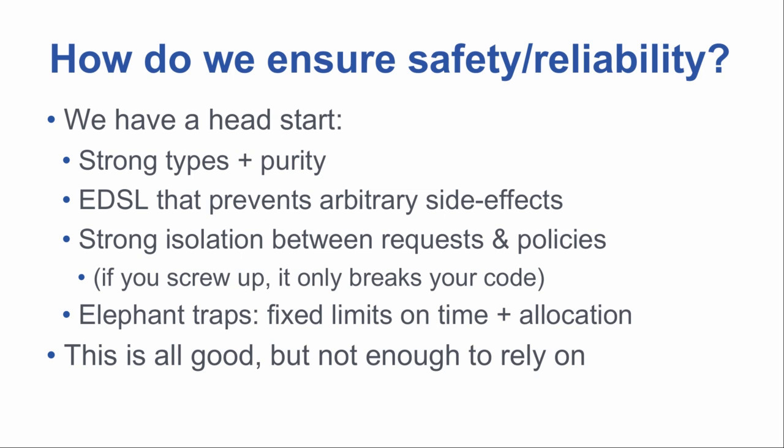And we've also added fixed limits on time and the amount of memory allocation that every request can do, because it turns out that sometimes people commit infinite loops to the code, and that causes all sorts of problems unless you actually put limits on the amount of time things can take. So those are sort of things that stop disasters from happening or limit the damage a disaster can do. But you can't rely on all of these things. There are still lots of stuff that can go wrong.